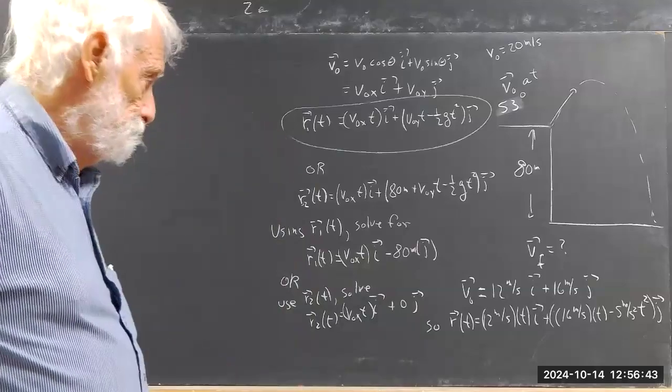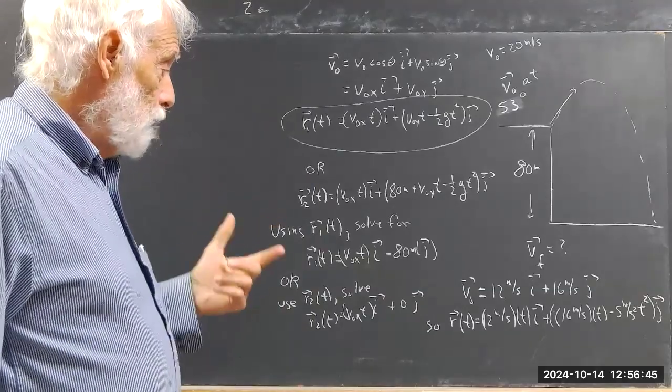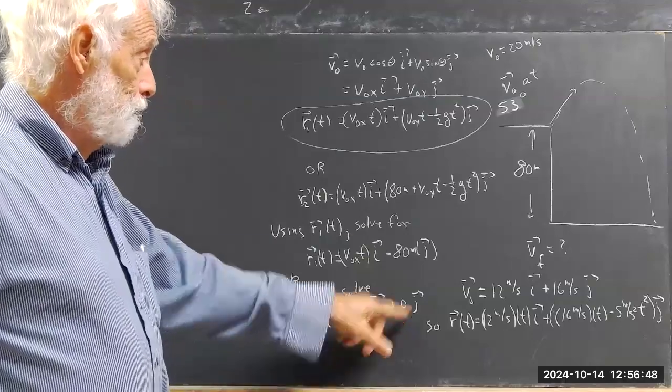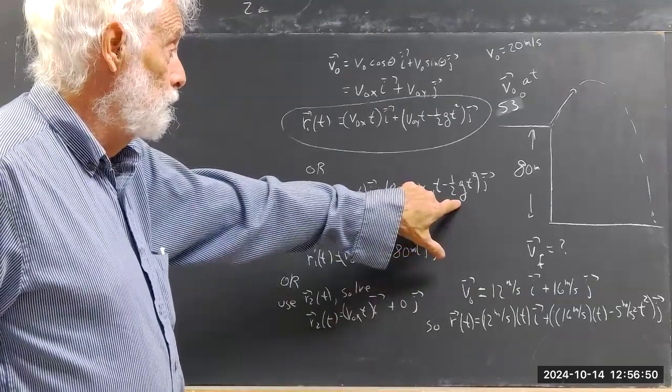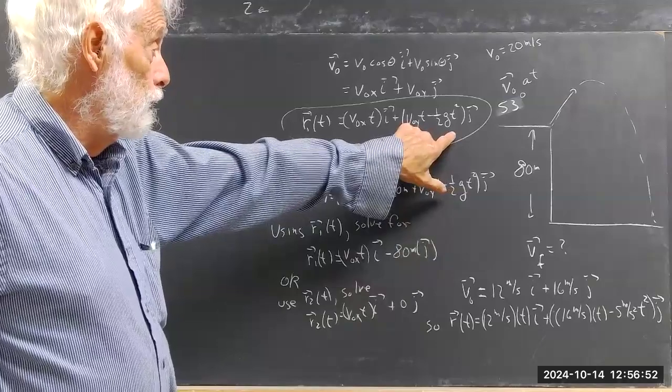Okay, so you solve that, you get a t. You know, this equation is going to be equal to 0, or this is going to be equal to negative 80 meters, right?